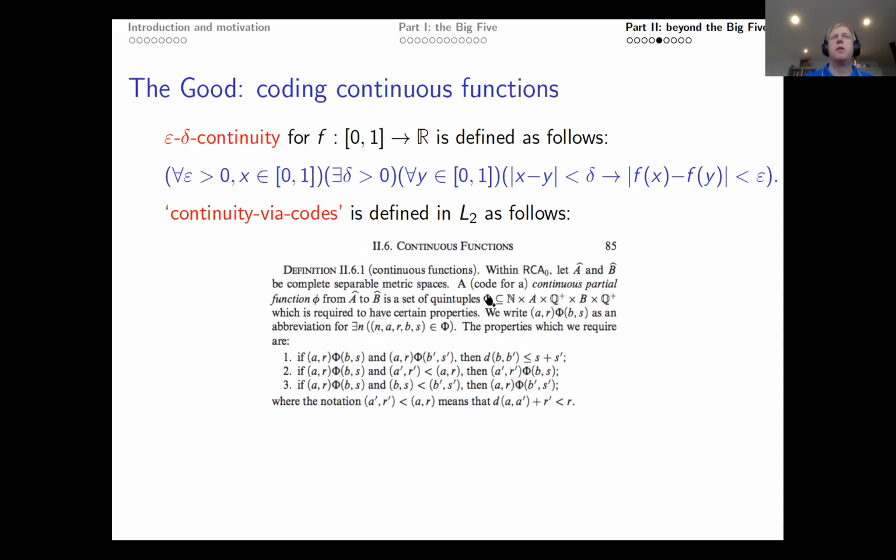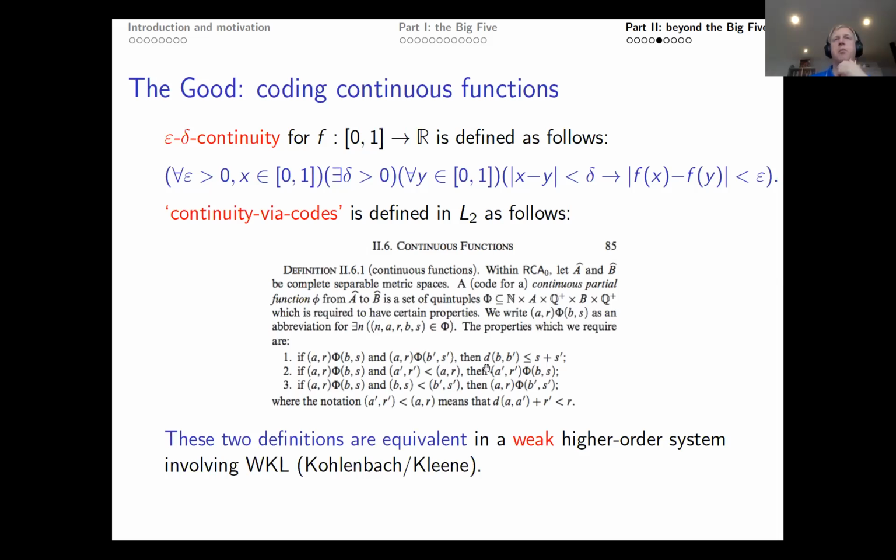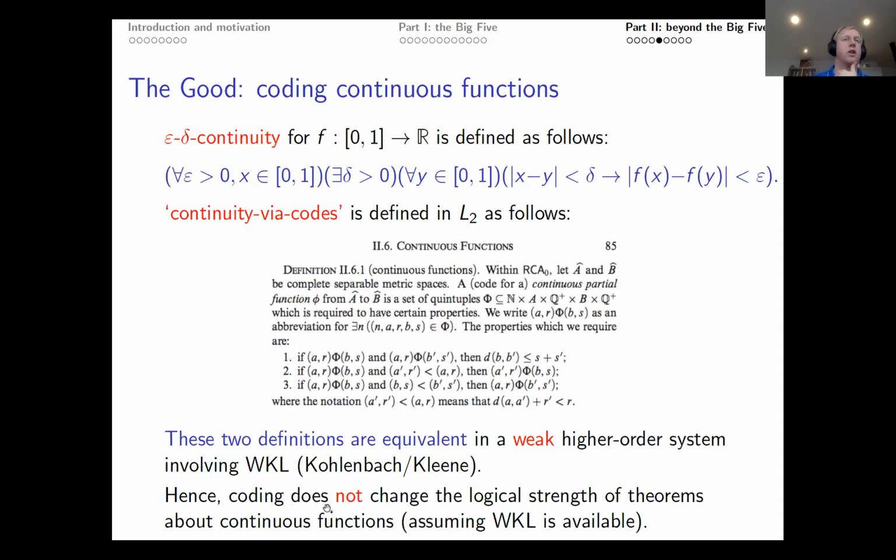Phi is a subset of N times Q, so it's all countable, right? And actually, it's not entirely clear that these two are equivalent. Ulrich Kohlenbach has shown this, going back to ideas of Kleene, that these two are equivalent and that this can be shown in a weak higher order system. In fact, all you need is WKL, which is nice. Because this tells us that coding continuous functions does not change the logical strength, because WKL just tells us, oh yeah, they're the same anyway.